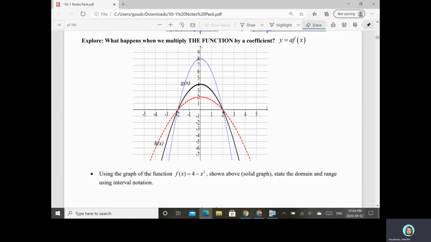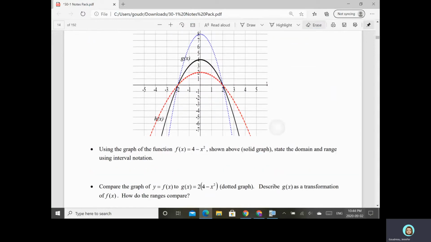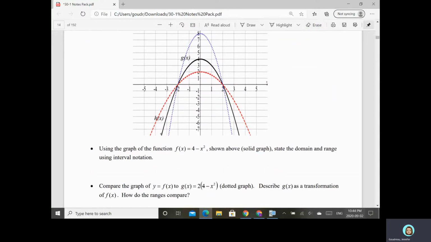So we are going to look at the first bullet. Using the graph of the function f(x) = 4 - x², which is this solid graph here, state the domain and range using interval notation. Okay, we can do that. So let's have a look at this solid graph. I can see that the lowest x value is negative infinity because it's getting wider and wider forever in a negative direction. It's also doing that in a positive direction.